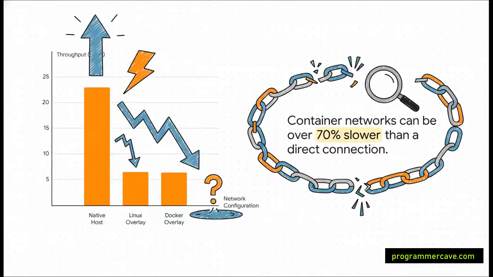And take a look at this. This chart really puts it in perspective. On a native host, you might be cruising along at, say, 23 gigabits per second. Pretty good. But then you add a standard container overlay network and bam, performance plummets by over 70%, all the way down to just 6.4 Gbps. Now remember, the hardware didn't change at all. So the big question is, where did all that speed go? Let's go find our first culprit.